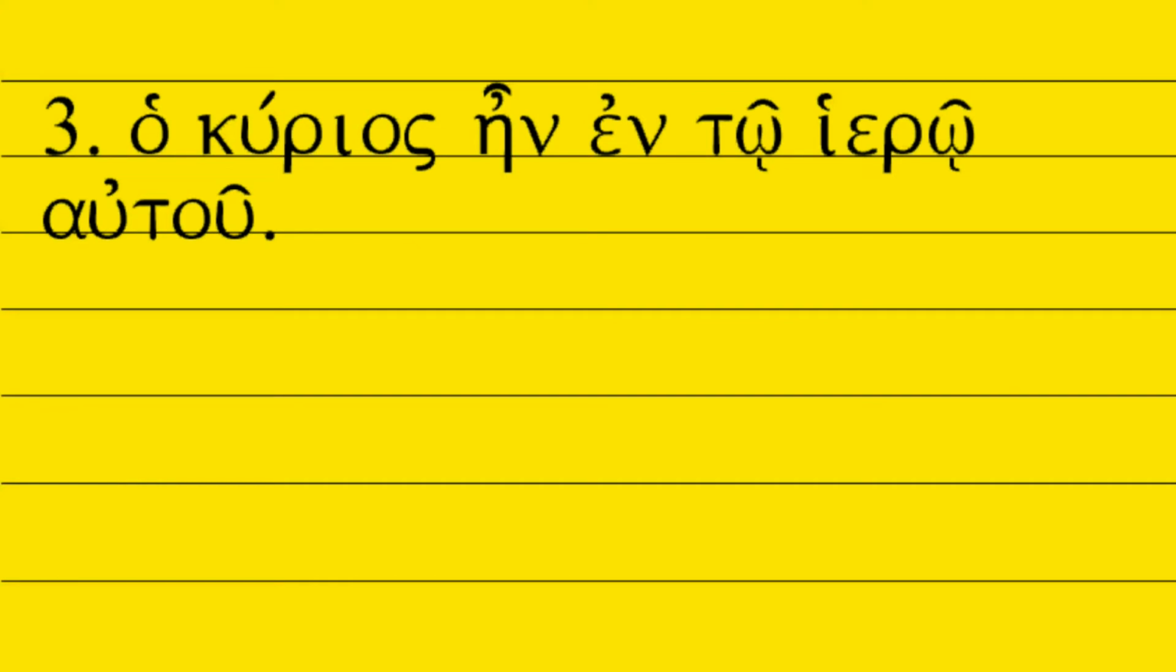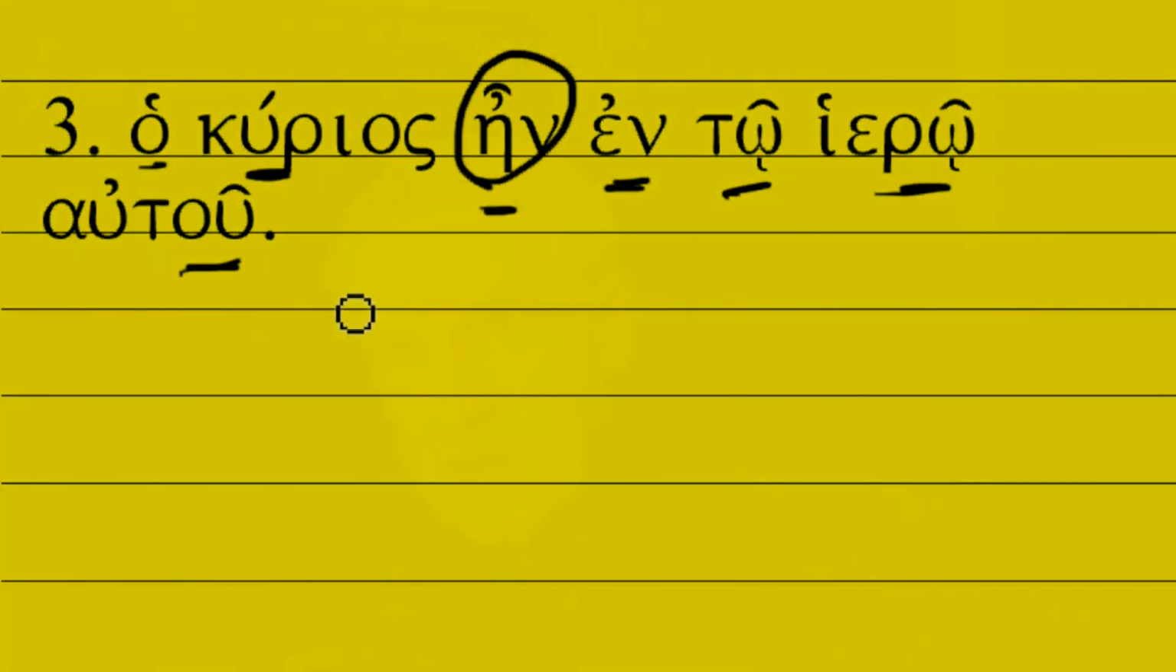Now the third of our exercises, fairly short, quite straightforward. The Lord was in his temple. So we look at our words here. Ho kurios, the Lord, that's familiar to you. Here's the new word, ēn. This is from, of course, the verb of being, eimi, I am, but it's in the imperfect, and it's the third person singular, so we conjugate it ēn, ēs, ēn, third person. The Lord was, en, takes the dative, tō hierō, in the temple, and then autou, of him. The Lord was in his temple.